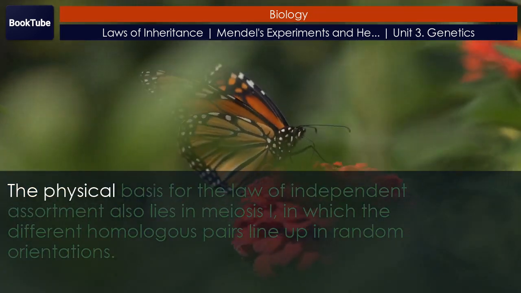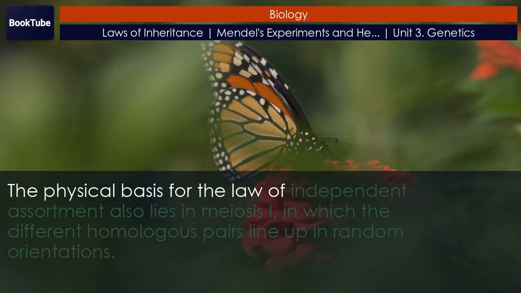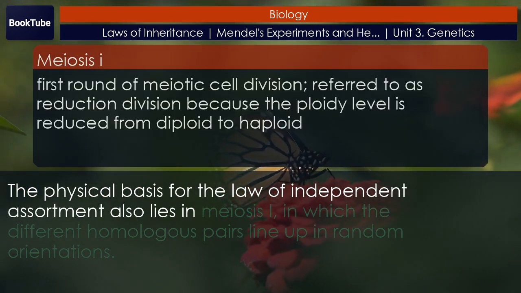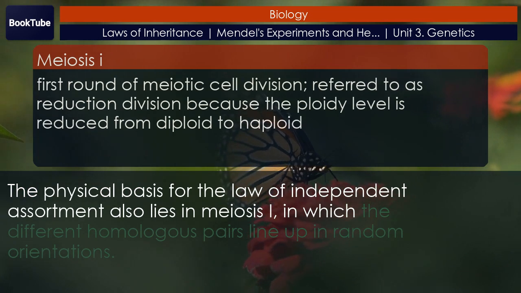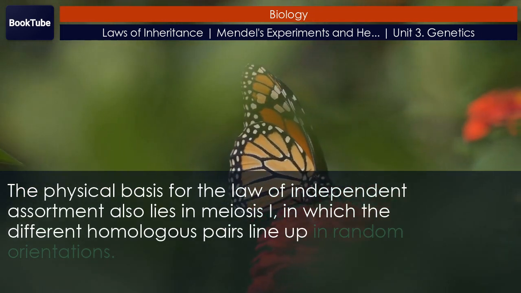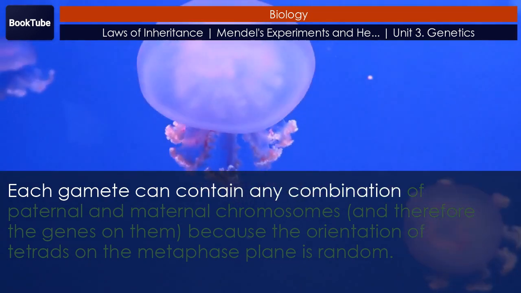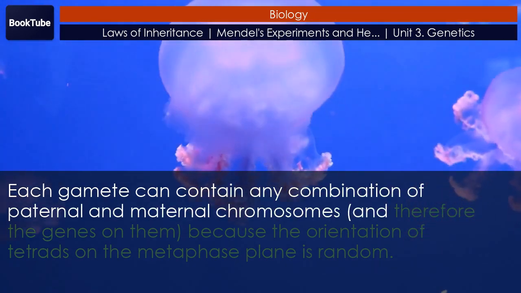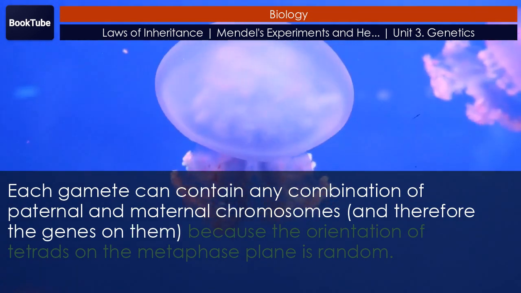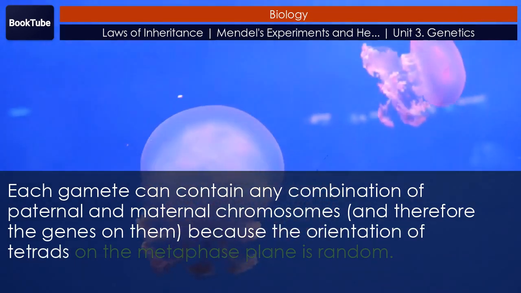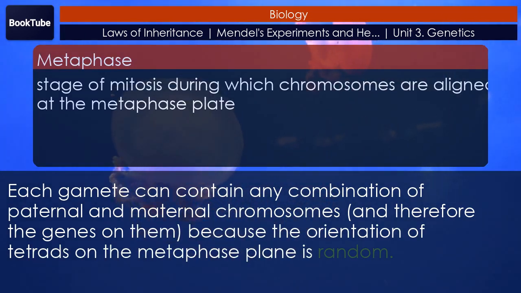The physical basis for the law of independent assortment also lies in meiosis I, in which the different homologous pairs line up in random orientations. Each gamete can contain any combination of paternal and maternal chromosomes, and therefore the genes on them, because the orientation of tetrads on the metaphase plane is random.